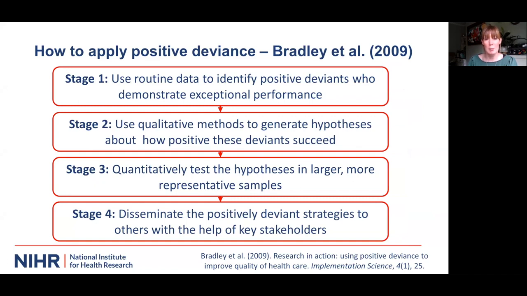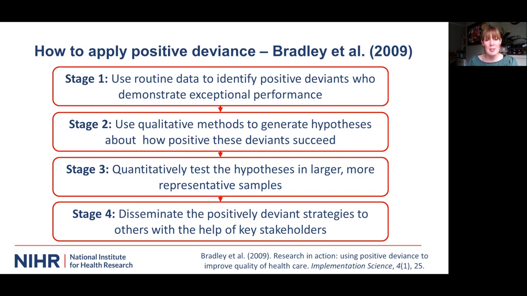Bradley and colleagues have also proposed a 4-stage framework, specifically to apply positive deviance within healthcare organisations. So first, you use routine data to identify positive deviants who are exceptional performers on an outcome of interest. Second, you use qualitative methods to generate hypotheses about how these positive deviants succeed. Third, you test the hypotheses in larger, more representative samples to see if they're associated with better outcomes. And fourth, you disseminate the strategies with the help of key stakeholders.